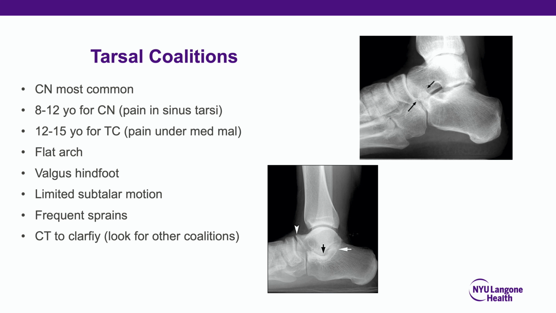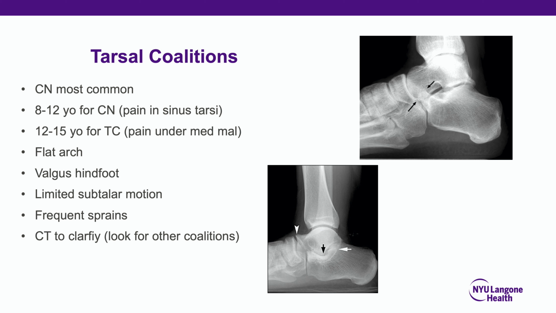Tarsal coalitions: calcaneonavicular is the most common, and these children will typically present between the ages of 6 and 12, and they'll have pain in the sinus tarsi. Older children will present with talocalcaneal coalitions, and they'll typically have pain under the medial malleolus. They'll present with a flat arch and a valgus hindfoot. They have very limited subtalar motion, and often they'll give a history of frequent ankle sprains.